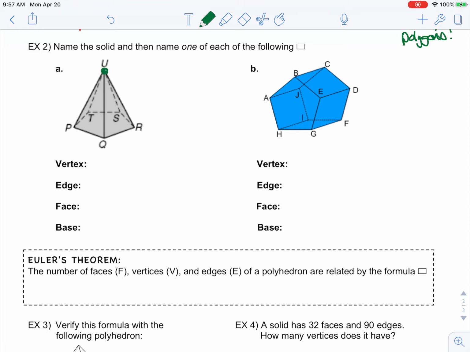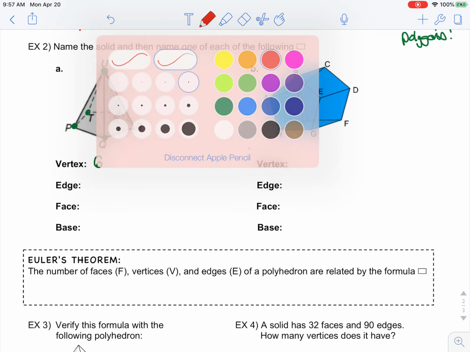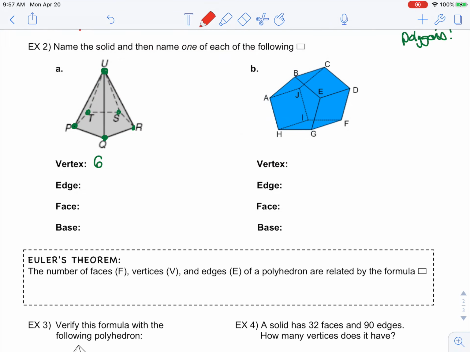So if we look at this first one and start with the vertices, there's always this one vertex at the top on a pyramid, but remember that a vertex is anywhere that the edges meet. So technically there's 1, 2, 3, 4, 5 more vertices down here along the base. That gives us a total of 6 vertices. As for edges, we're looking for anywhere where the surfaces meet. So we have 1 edge, 2 edges, 3, 4, 5. And then we have the edges along the bottom, 6, 7, 8, 9, 10. So this one has 10 edges.